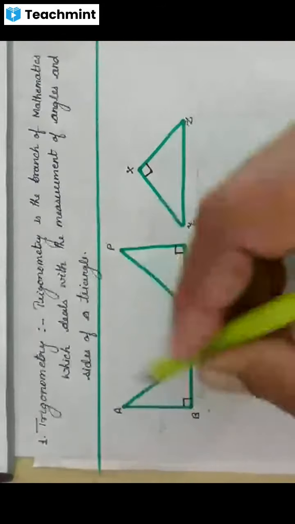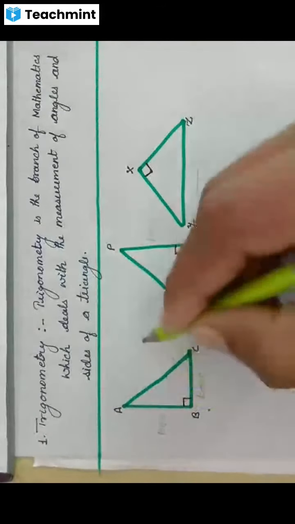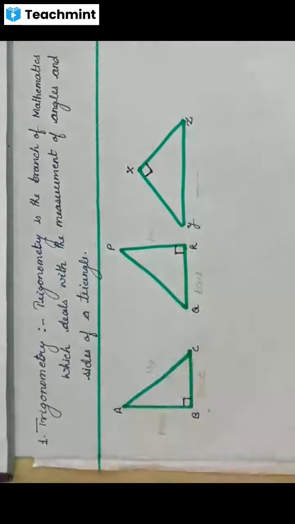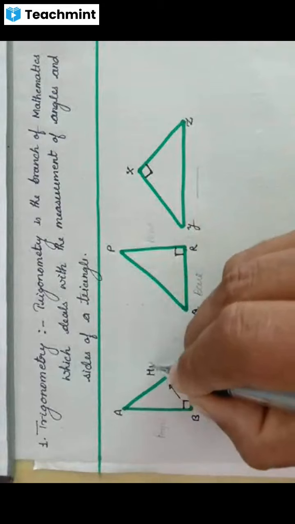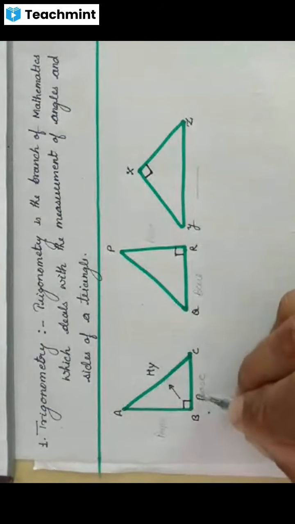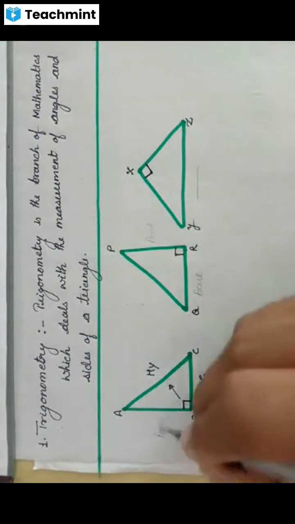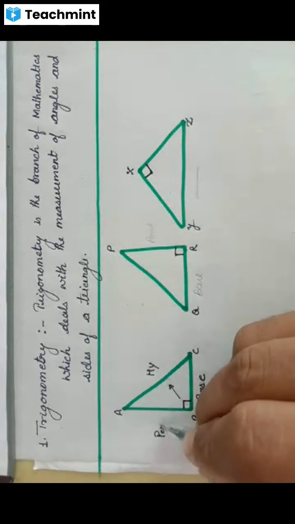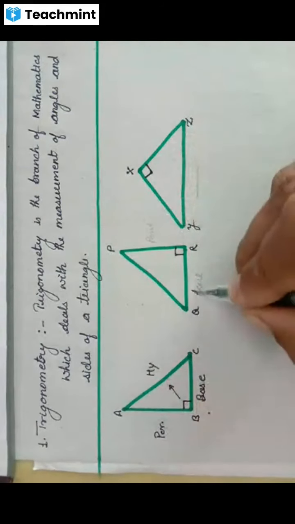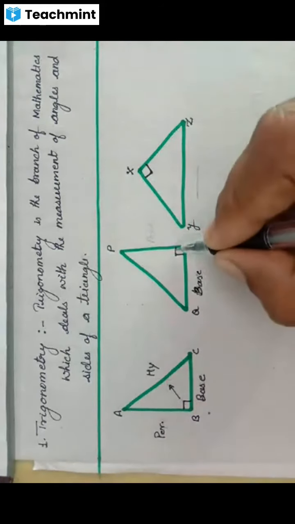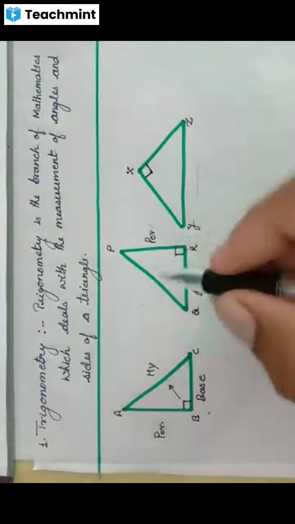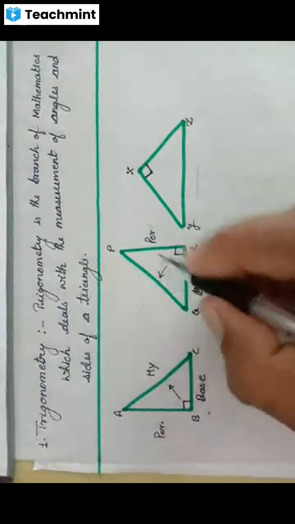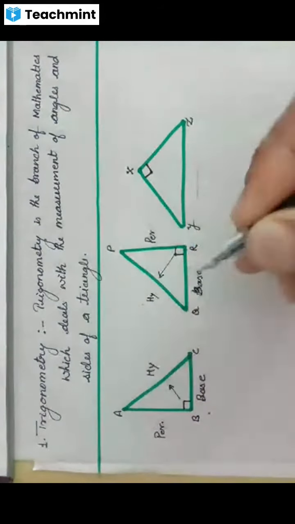In this, one more side is there which is in front of the 90 degree angle, and that is the hypotenuse. The side in front of the 90 degree angle is called the hypotenuse. So here you can see this side is our hypotenuse. This side we have taken as the base side, and this side we have taken as the perpendicular side. Here also I have written this is my base side, this is my perpendicular side, and in front of this 90 degree angle is my hypotenuse side.